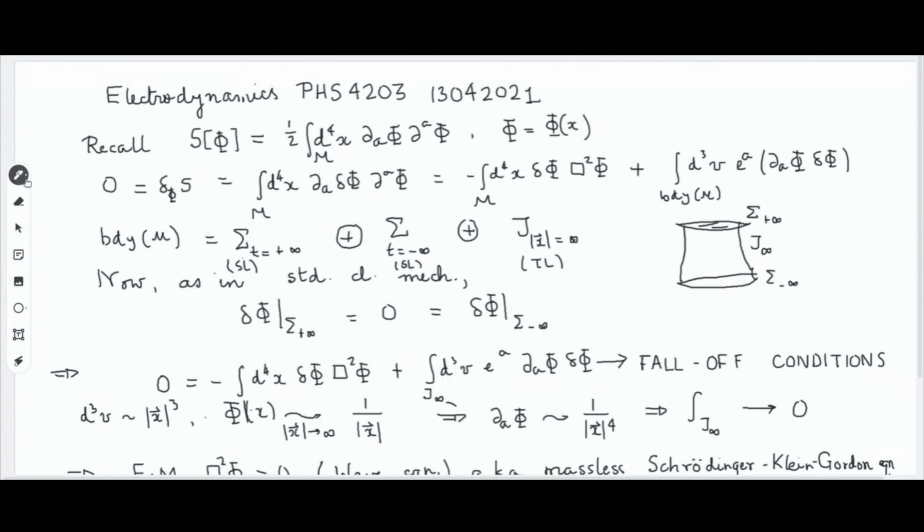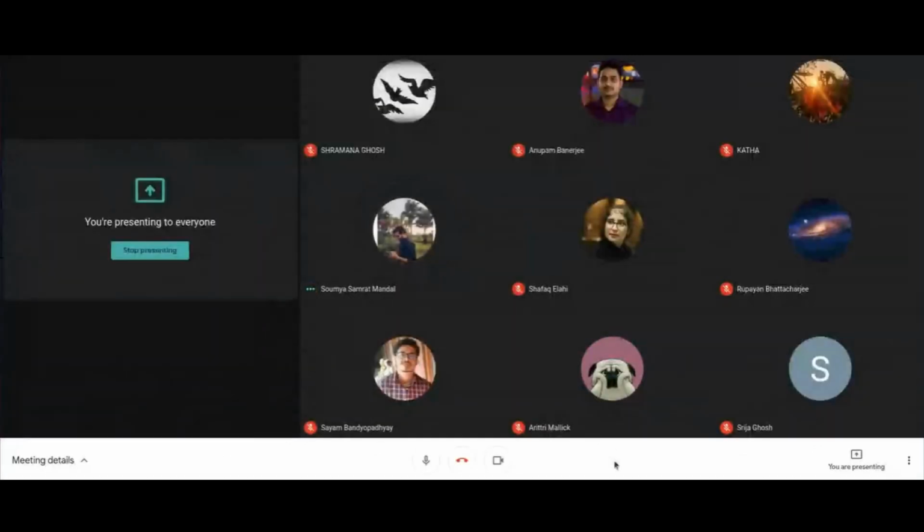Sir, can you please repeat once more why we took that delta phi variation at the two boundary conditions to be 0? What do you do in classical mechanics? Okay, sir, got it, yeah.